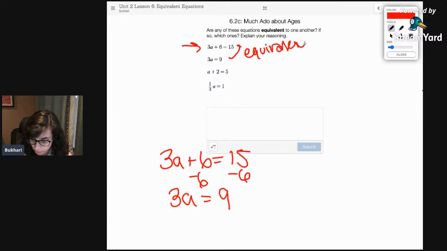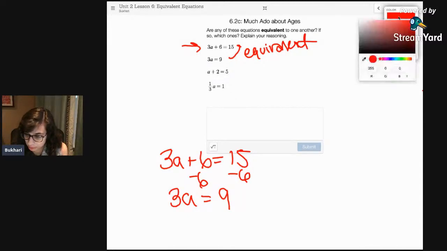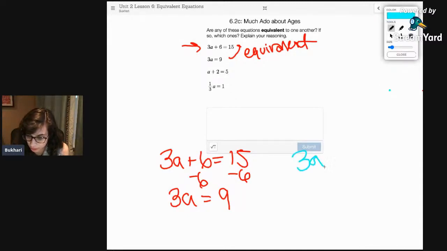And so then we can start looking forward, right? Then what about a plus 2 equals 5? Is that something that is equivalent, right? Can I adjust this in any way? I know that 3a, also know that 3a plus 6 equals 15.